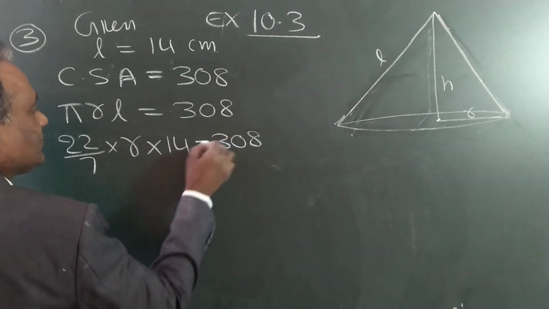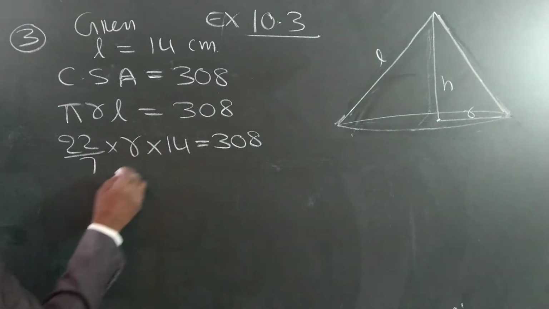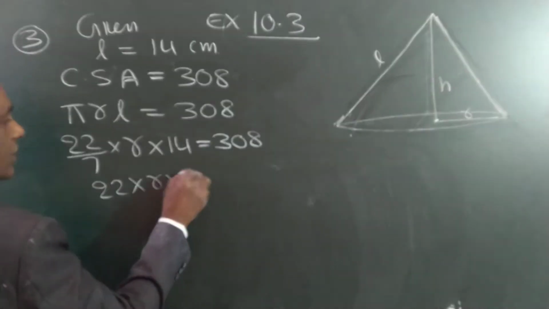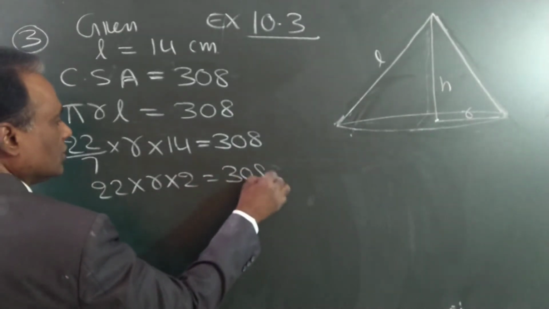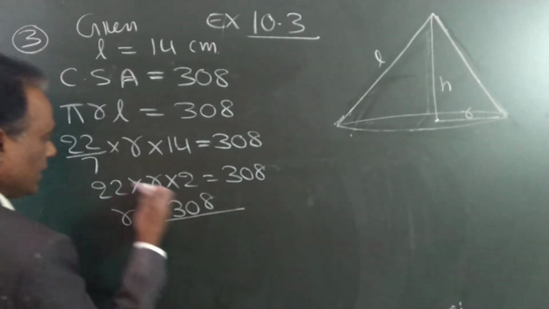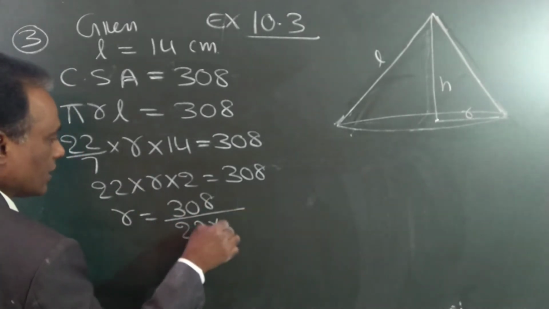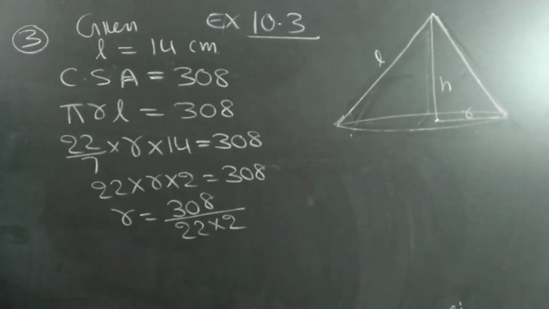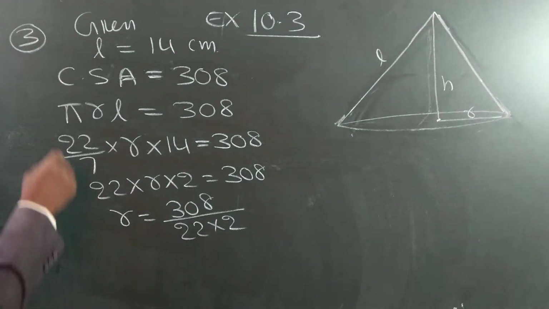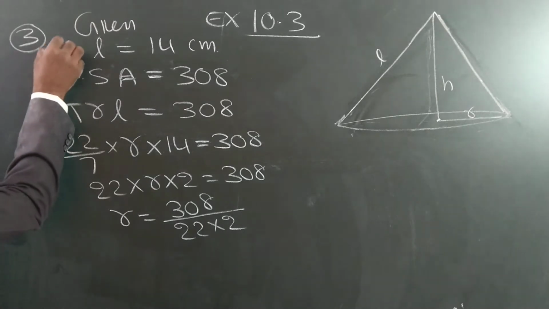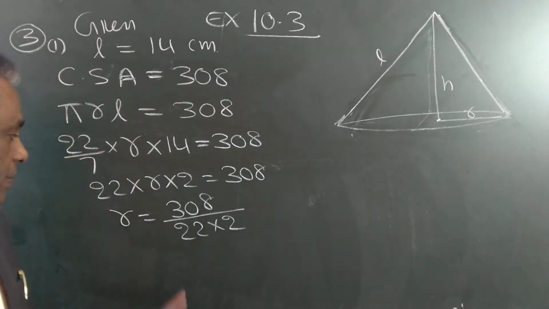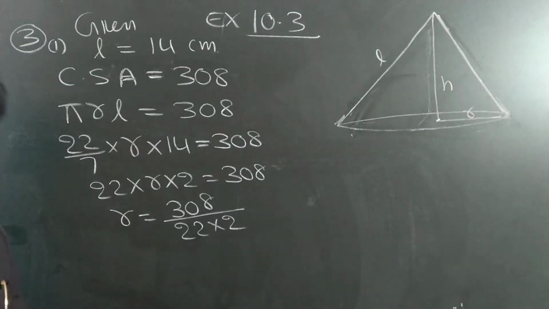308. 7 2s are 14. 22 into R into 7 2s are 14. So we require the R value: 308 by 22 in the denominator, 2 also in the denominator. That's all. In the first question we have to find the radius. The first question asks us to find the radius of the base. R is asked, so we are getting R.